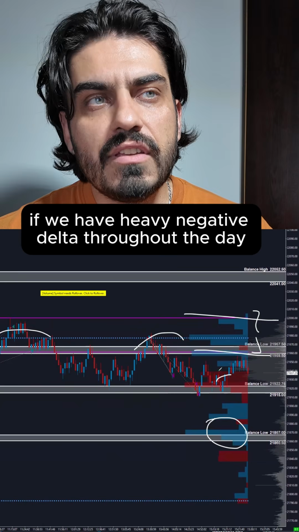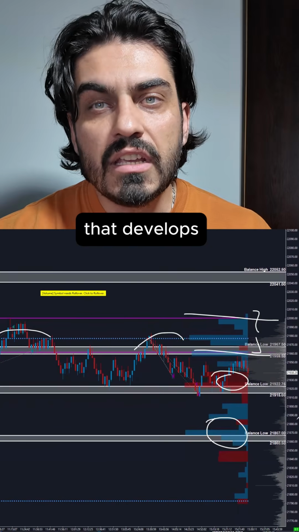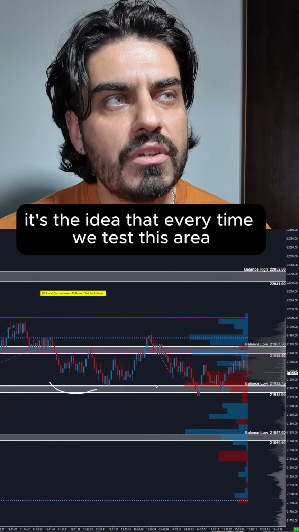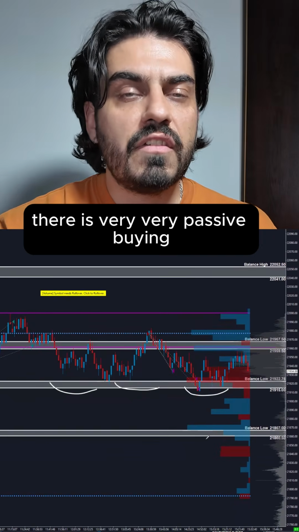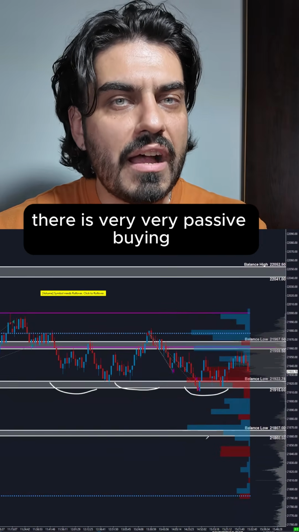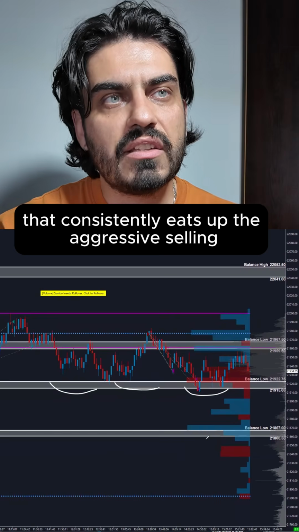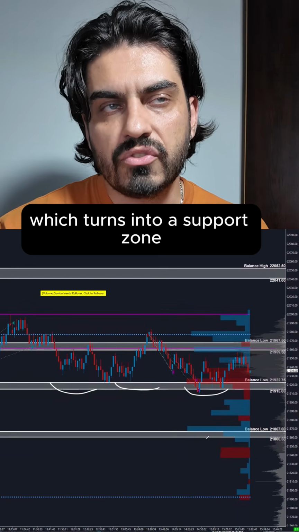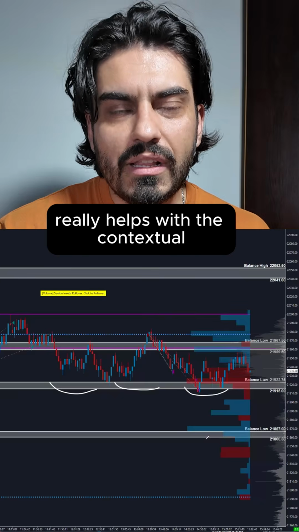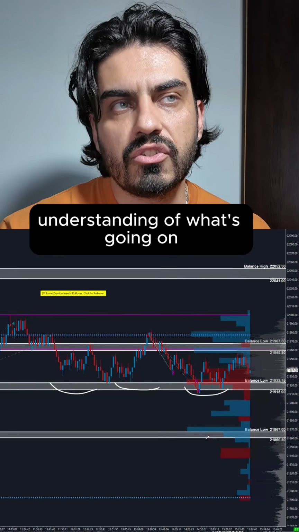Likewise, if we have heavy negative delta that develops throughout the day, it's the idea that every time we test this area, there is very, very passive buying that consistently eats up the aggressive selling, which turns into a support zone.